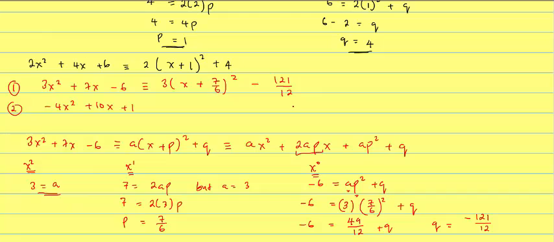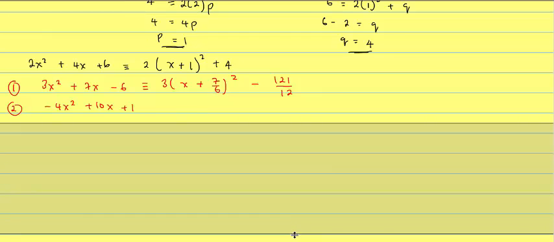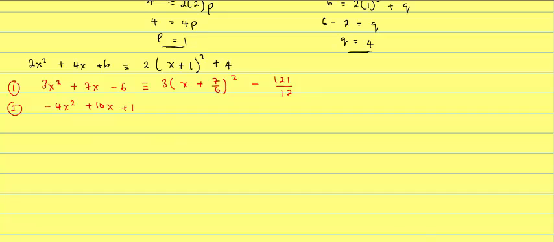Okay, let's move on to the second question. I need to make a bit of space here. Alright, so arguing along the same lines, we now know that the expanded version of the completed square form is going to be ax² + 2apx + ap² + q.